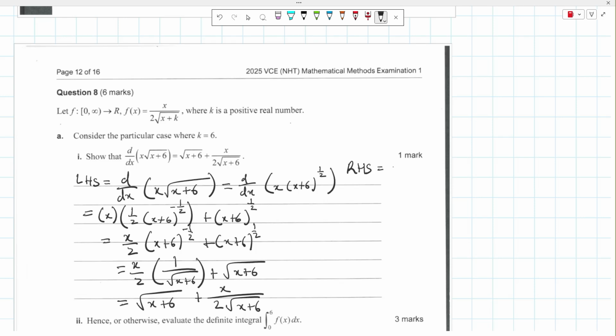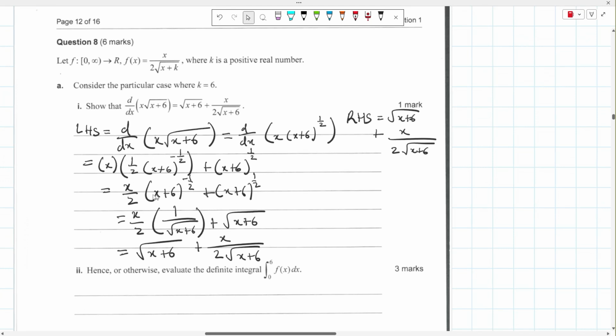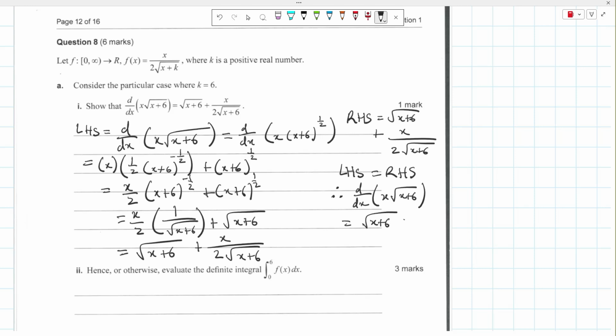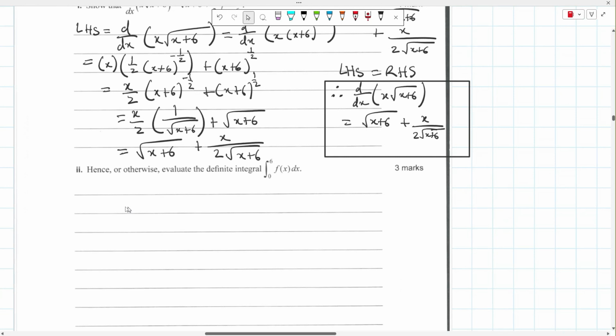Now the right-hand side is just root x plus 6 plus x over 2 root x plus 6. Here we can see, after doing the product rule, the left-hand side is equal to the right-hand side. So therefore, the derivative of that thing there is equal to the stuff on the right-hand side. And that's how you usually want to approach these show that questions. Let's put a little box around it.